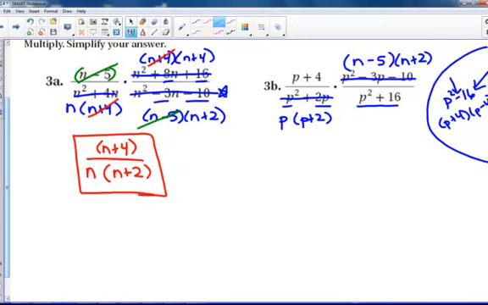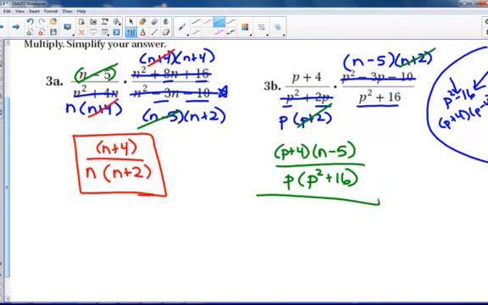So I'm going to start canceling here. I have an n plus 2 I can cancel, and that is it. So in my numerator, p plus 4, n minus 5. And in my denominator, I have a p, and then I have that p squared plus 16, which is linked with the plus sign. Nothing more can cancel.